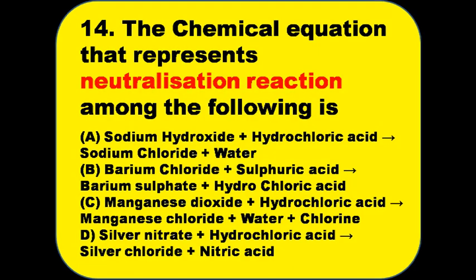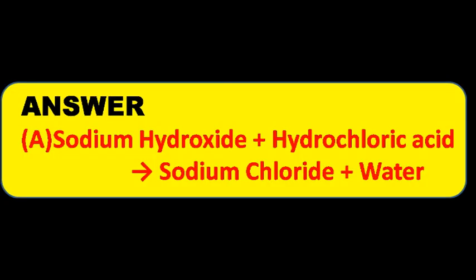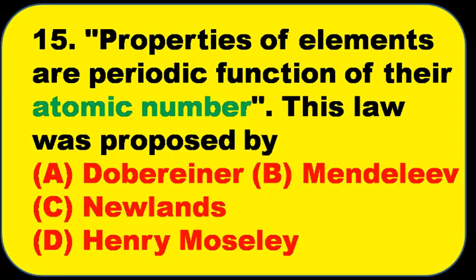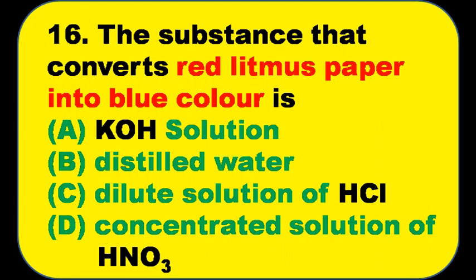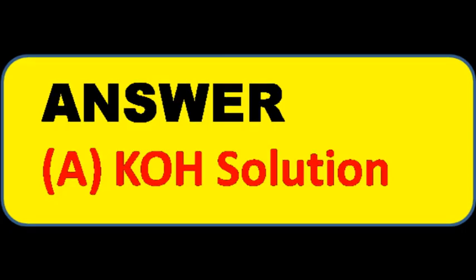The chemical equation that represents neutralization reaction among the following is dash. A. Sodium hydroxide plus hydrochloric acid gives sodium chloride plus water. Properties of elements are the periodic functions of their atomic number. This law was proposed by dash. D. Henry Moseley. The substance that converts red litmus paper into blue color is dash. A. KOH solution.